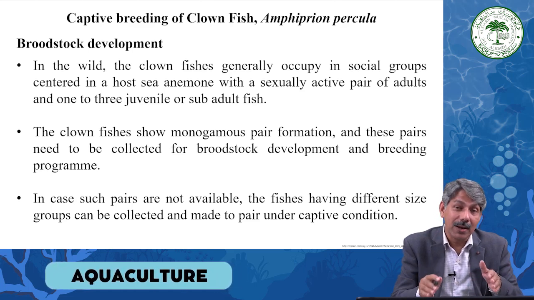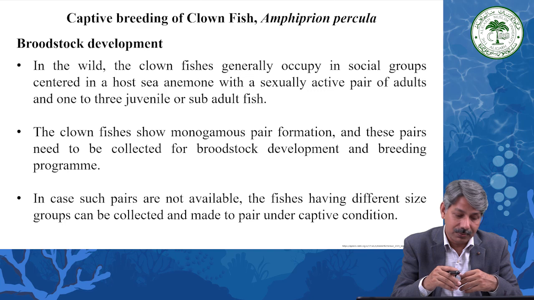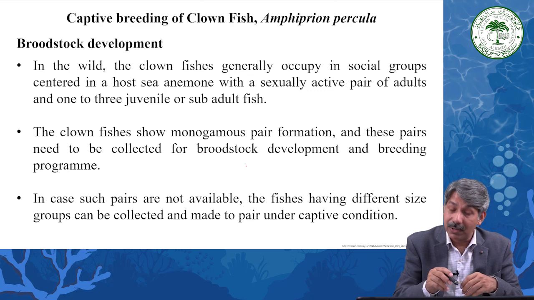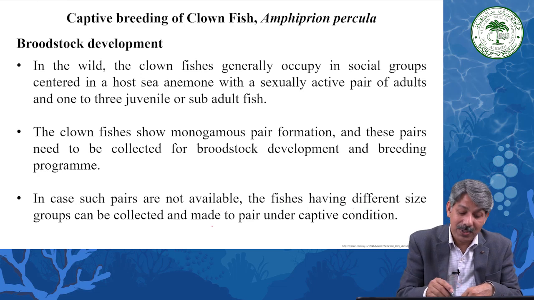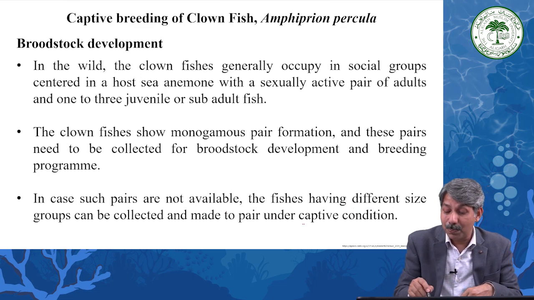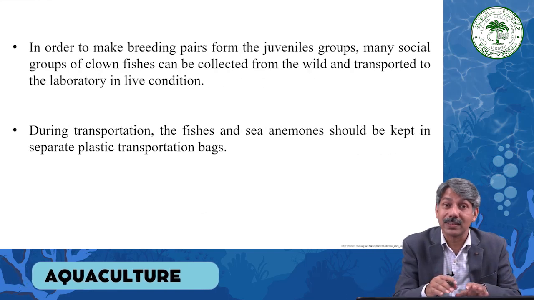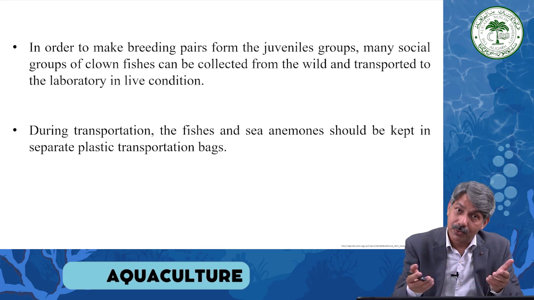Understanding the biology and behavior of this fish is very essential if we desire hatchery production of it. Clownfishes show monogamous pair formation, and these pairs need to be collected for broodstock development and the breeding program. In case such pairs are not available, fishes of different size groups can be collected and made to pair under captive conditions, but that is not so easy. You will have to provide the conditions, the environment. Only then will proper pairing occur, which can be used for breeding.